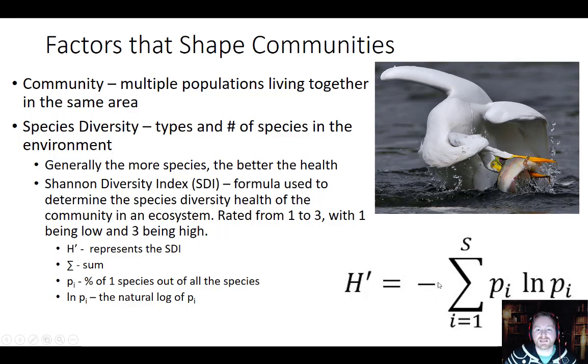Multiply it by a negative, or just take the absolute value, so that your number is positive. You end up with a number between 1 and 3, 3 being high diversity and 1 being really low diversity. You can imagine that the higher the diversity, the better, right? The more things living there, the more they can interact and interplay, and usually the healthier the ecosystem is going to be.